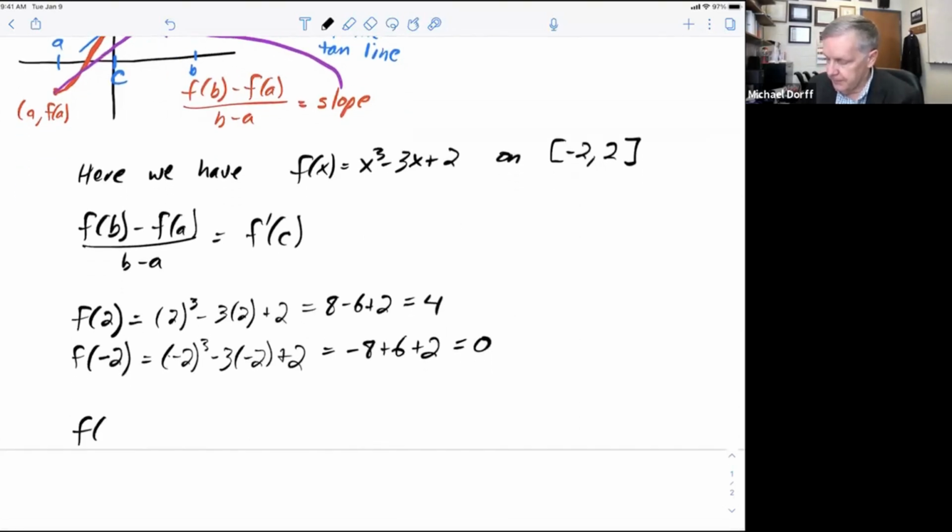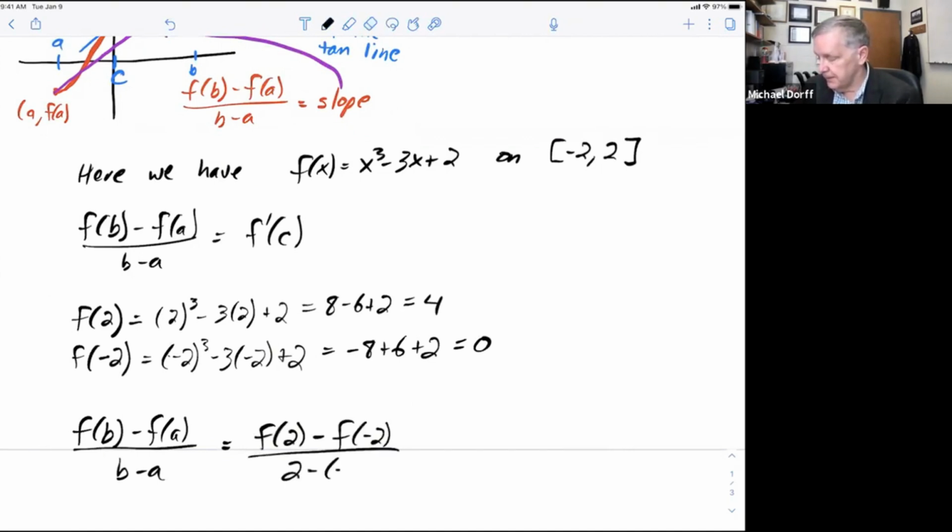So my f of b minus f of a over b minus a in this problem would be the same as f of 2 minus f of -2, all over 2 minus -2.